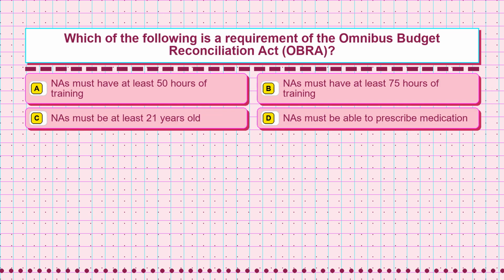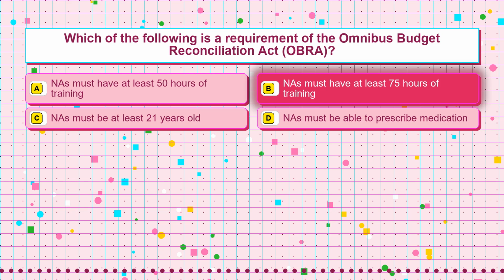Question 47. Which of the following is a requirement of the Omnibus Budget Reconciliation Act, OBRA? Option A. NAs must have at least 50 hours of training. Option B. NAs must have at least 75 hours of training. Option C. NAs must be at least 21 years old. Option D. NAs must be able to prescribe medication.